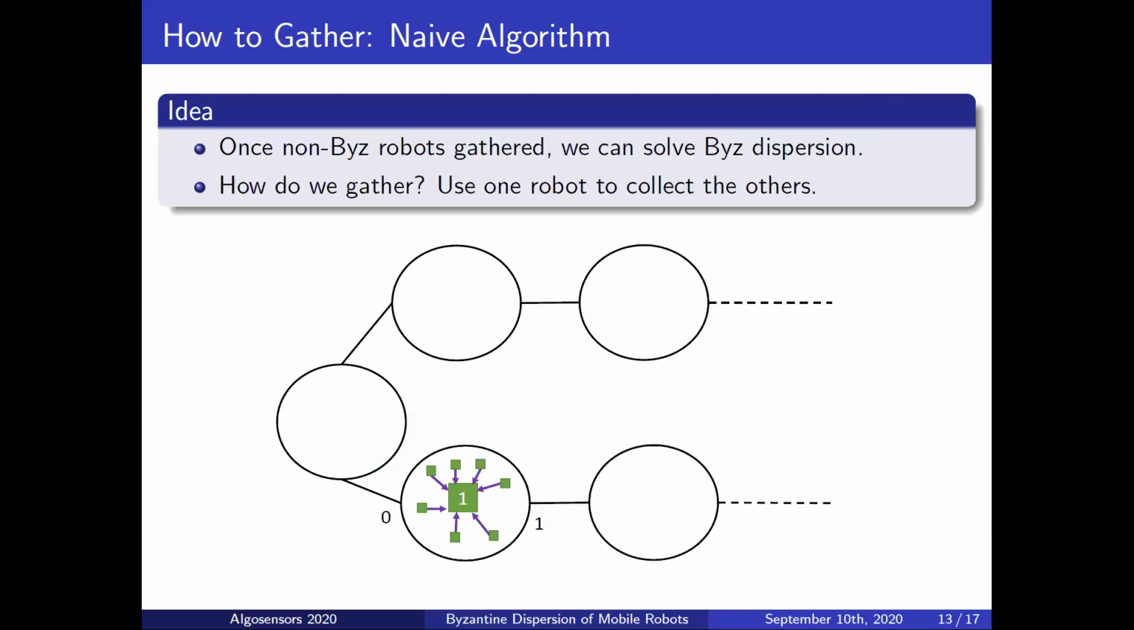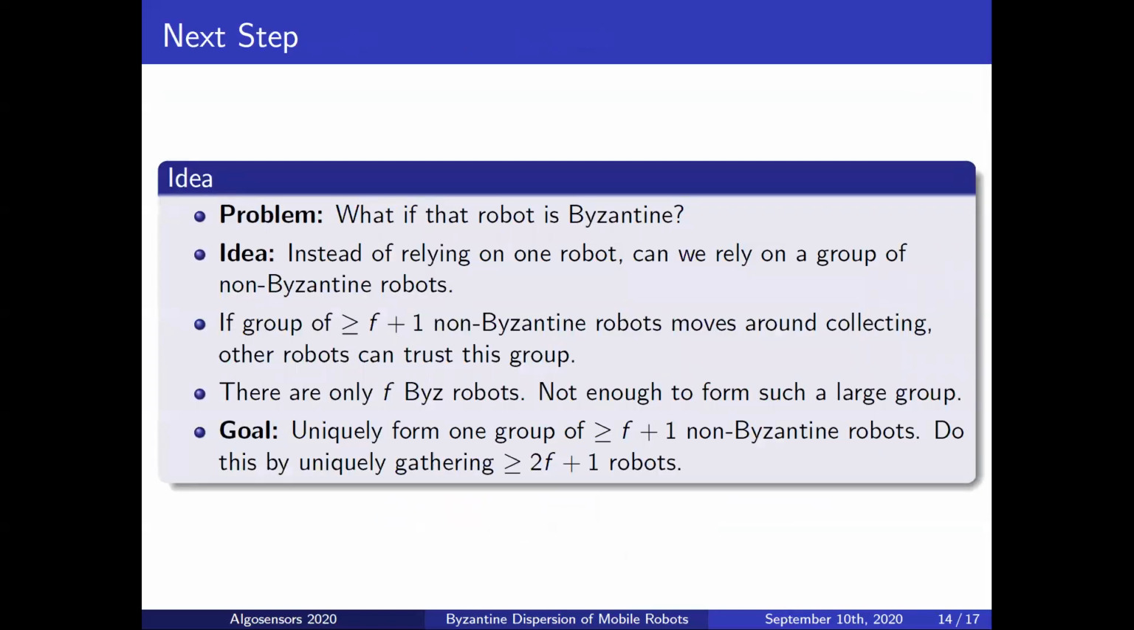And now all non-Byzantine robots are co-located at the same node. Simple enough. But here's a problem. In the previous example, everybody followed robot 1. What if robot 1 was Byzantine? All it has to do is do nothing, and then we're stuck. So how do we get over this problem? Well, instead of just relying on one robot, what if we had a group of robots, a unique group that would move around collecting people?